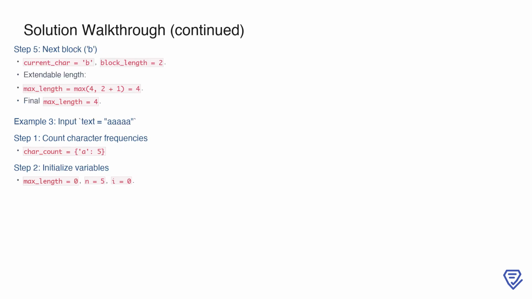In the next block, the current character is b, and its block length is 2. We calculate the extendable length for this block. Adding 1 to the block length gives us a potential length of 2 plus 1 equals 3. However, since max_length is already 4, it remains unchanged. At this point, we have processed all the blocks in this string, and the final value of max_length for this example is 4. Now, let's examine a simpler case where the input text is aaaa.